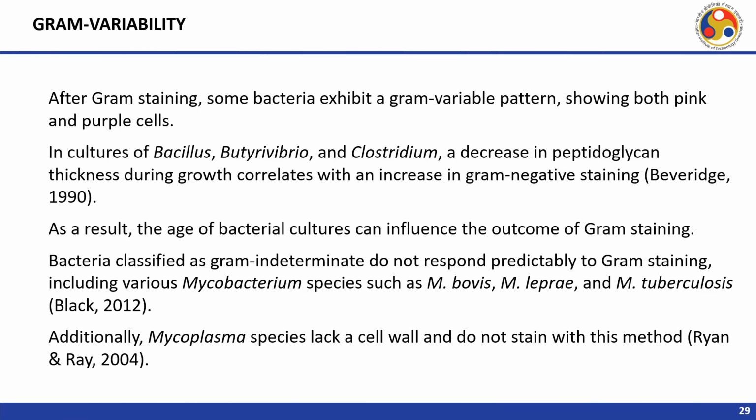Let us discuss gram variability. We know broadly that there are 2 types of bacteria based on gram staining, one is gram positive, another is gram negative, but there are certain variations. After gram staining, some bacteria exhibit a gram variable pattern showing both pink and purple cells in cultures of Bacillus, then Butyrivibrio, Clostridium. A decrease in peptidoglycan thickness during growth correlates with an increase in gram negative staining. As a result, the age of bacterial cultures can influence the outcome of gram staining.